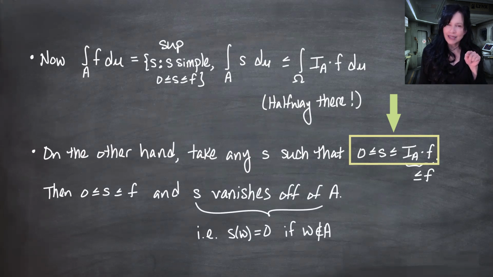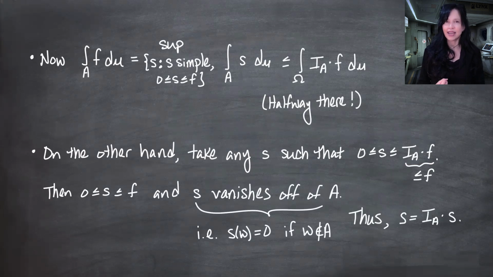So you'll have your s of omega trapped between 0 and 0. And it's going to be forced to be 0 whenever the indicator turns off. And what this means, interestingly enough, is that s is equal to the indicator on A times s.